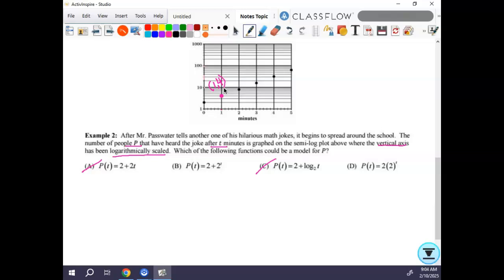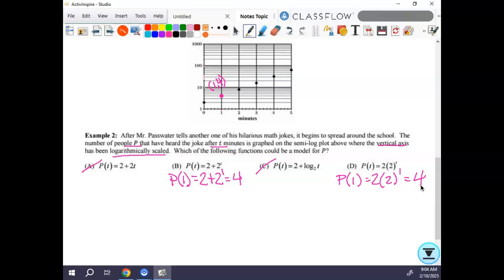So let's substitute that in. Let's find P of 1. P of 1 equals 2 plus 2 to the first, which is 4. Input, output. That one looks pretty good. P of 1 equals 2 times 2 to the first. Well, guess what? That's also 4. Okay? And that happens sometimes. That's why we don't pick the first one we come across and go, ooh, it works. So I need another one.